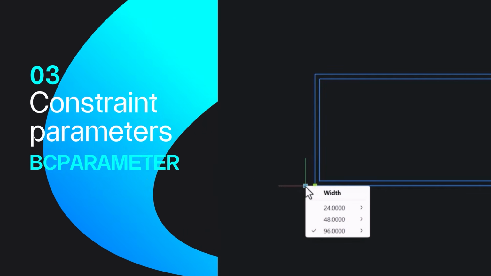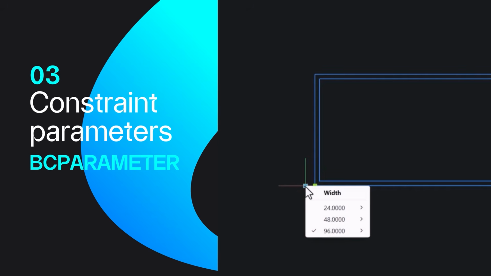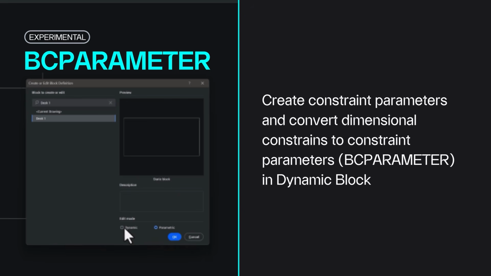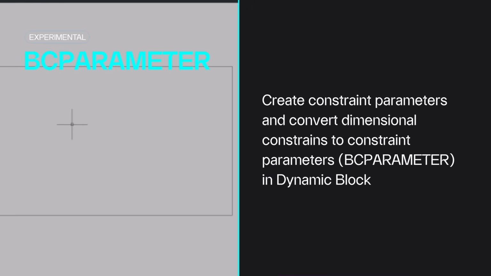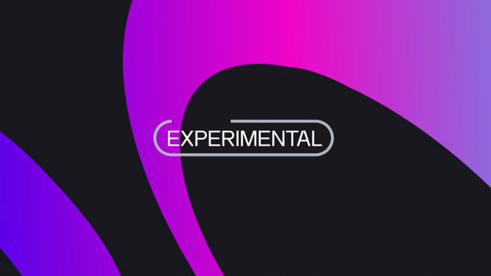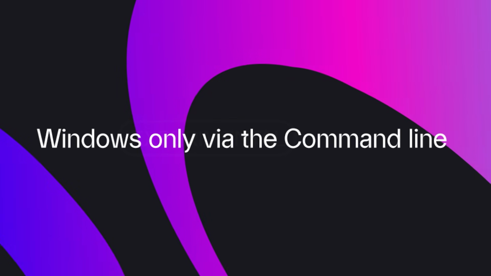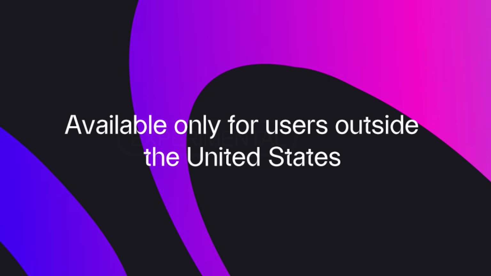We've added a new experimental feature called BC parameter, which lets you create constraint parameters in dynamic blocks. It is experimental, available only on the Windows operating system from the command line, and only available for those of you outside of the United States.